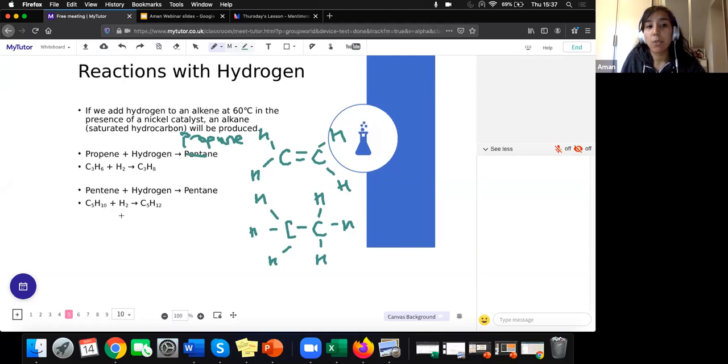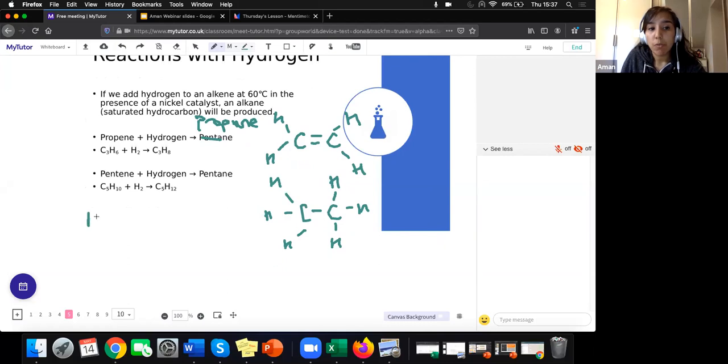And then the other one that we can do is butene. So what's the formula for butene and what will it produce when it reacts with hydrogen? Good, so butene is C4H8, not C6H12. C6H12 is hexene, so butene is C4H8.